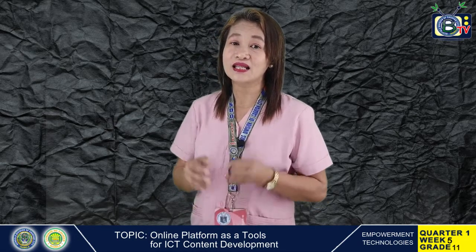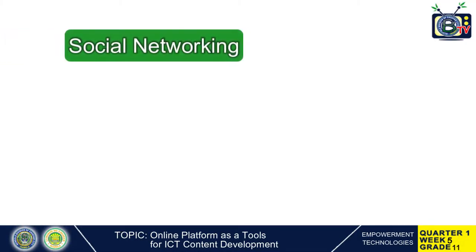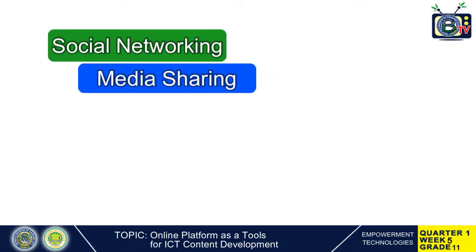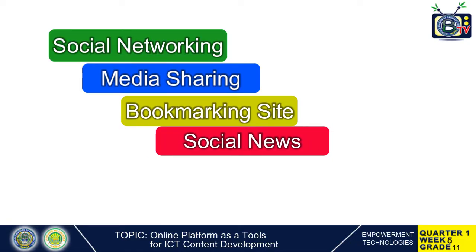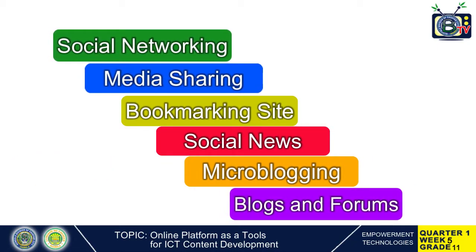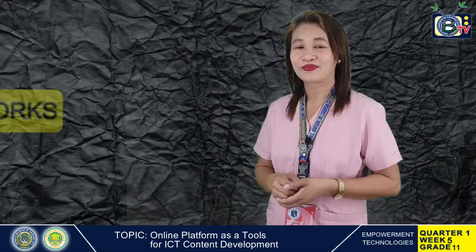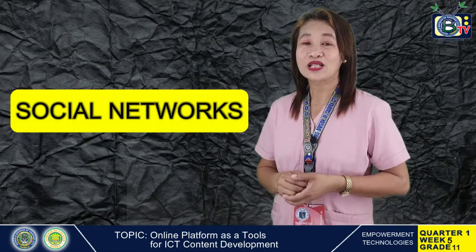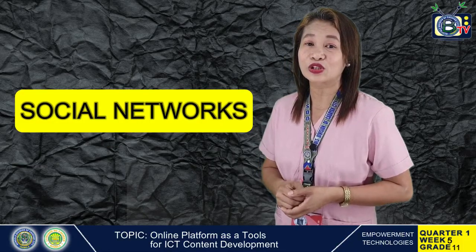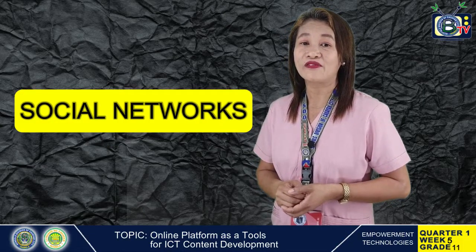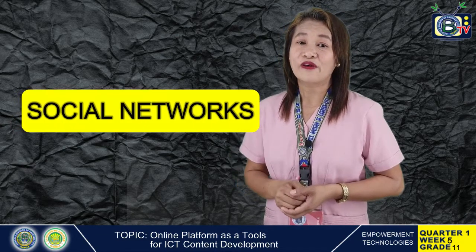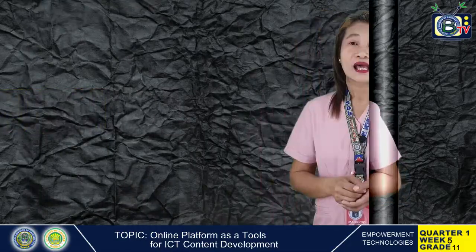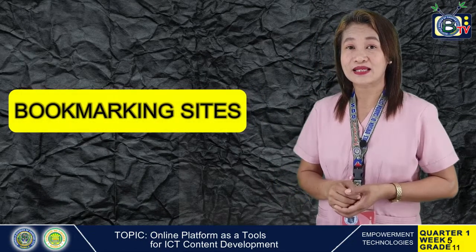And there are six types of social media platform: social networking, media sharing, bookmarking sites, social news, microblogging, and blogs and forums. The social networks are websites that allow the user to connect with other people having the same interests or background. Examples are Facebook and MySpace. Next is bookmarking sites.